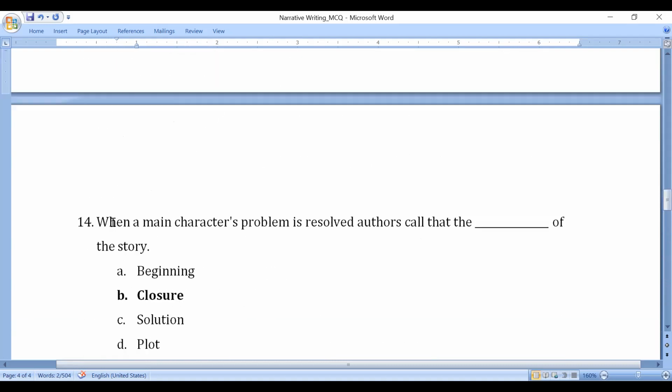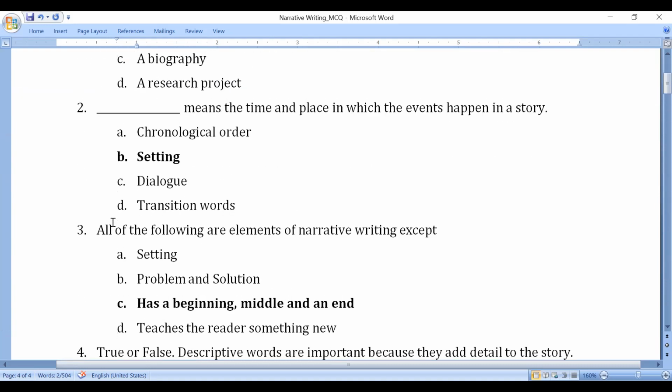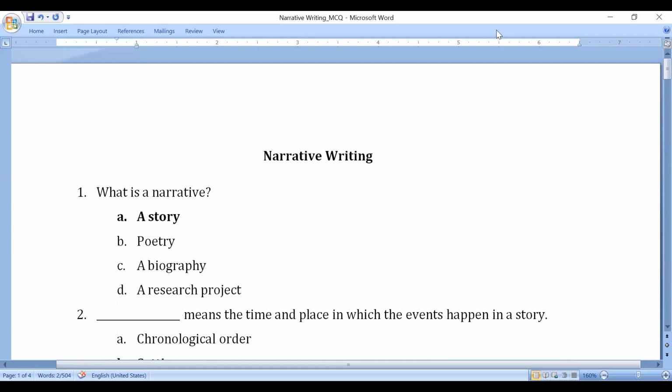So these are examples of the MCQs that can be asked from narrative writing. I hope it would be useful for you to know more about narrative writing and its MCQs.